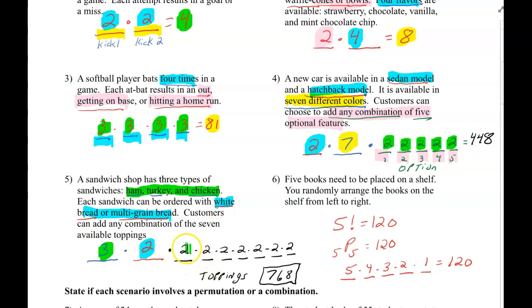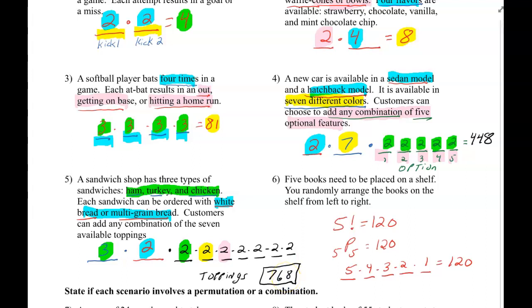So for instance, pickles, you can get pickles or not, so that's why there's that 2. Ketchup, you can get ketchup or not get ketchup, that's why there's the second 2. Mustard, you can get mustard or not get mustard, that's why there's the pink 2. And there were 7 different options, that's why I have 2 listed 7 times. So when you multiply those together, you get 768.